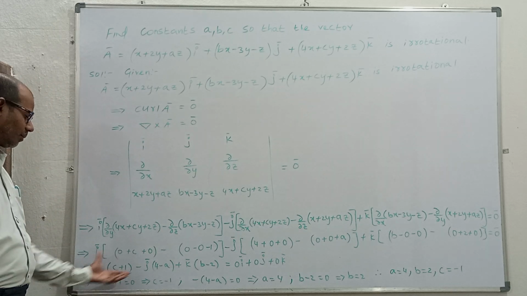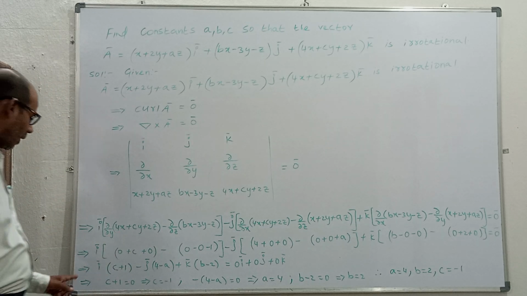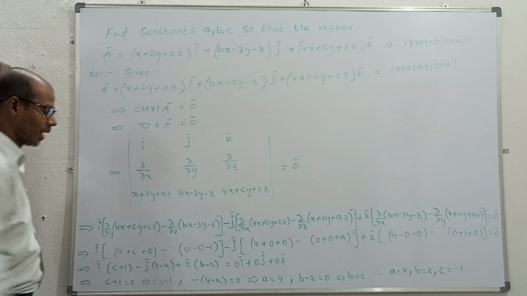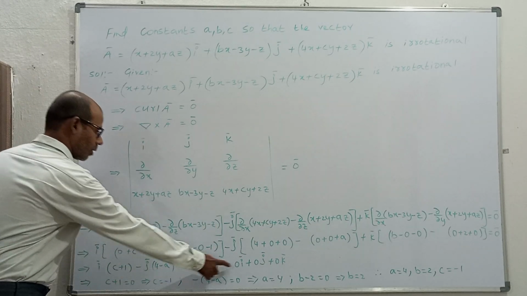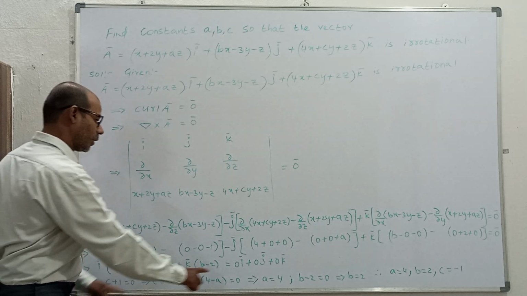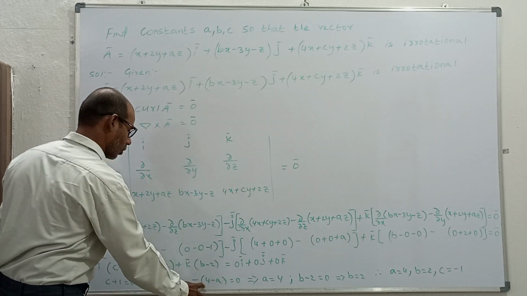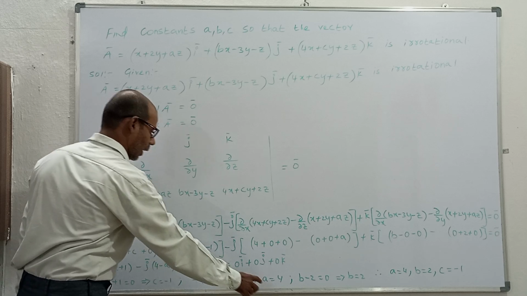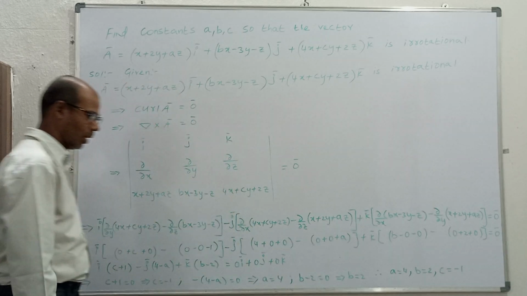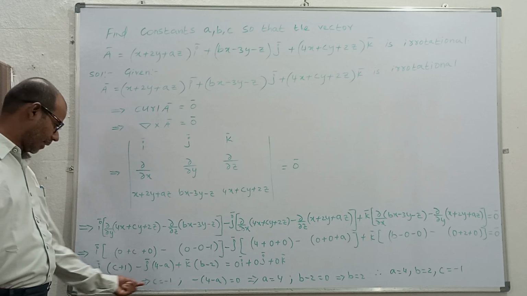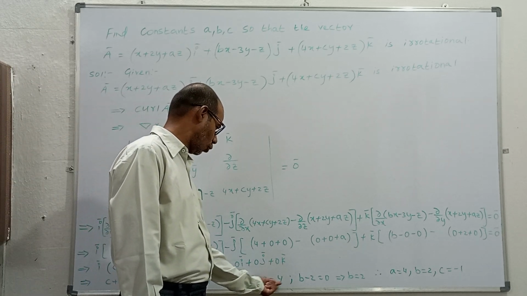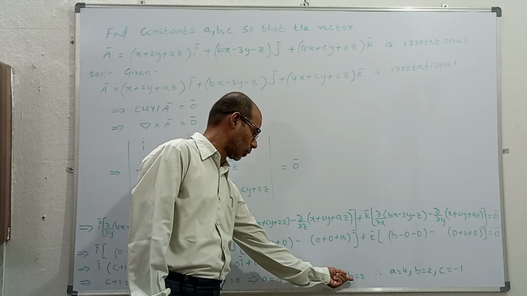Now equating the coefficients of i bar, j bar and k bar on both sides. Equating the coefficients of i, we get c plus 1 equals 0. Equating the coefficients of j, we get minus of (4 minus a) equals 0. Similarly, equating the coefficients of k, b minus 2 equals 0. Upon simplifying, we get c equals minus 1, a equals 4, and b equals 2.